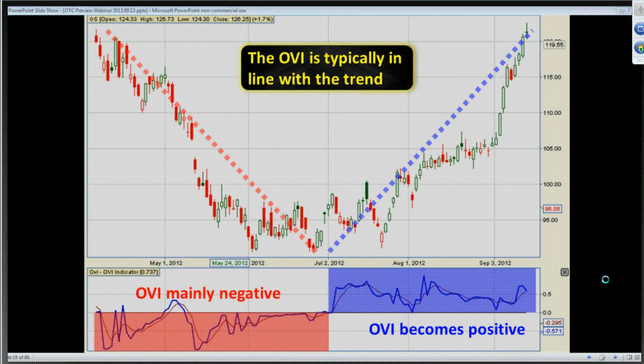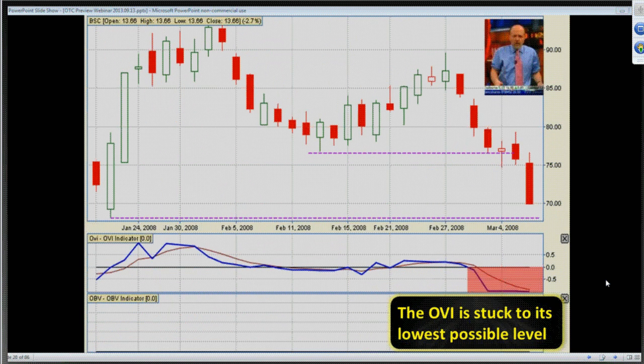And then the same question here for the second half of the chart. The first half of the chart, as you can see, is absolutely correct. You've got the trend going downwards, and the OVI is mainly negative. And for the second half of the chart, would you suspect that it might be trending in the opposite direction, in the upward direction? Well, of course, you're right. Because when you have something that's trending, the OVI is typically in line with that trend. That doesn't mean you know how to trade it yet, but that's a really good start.